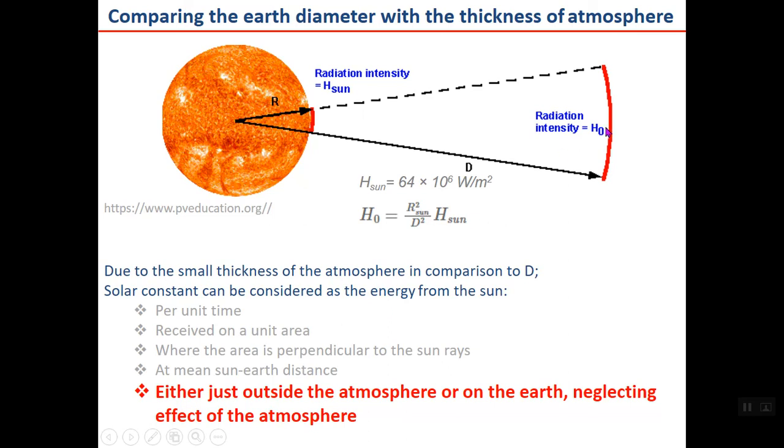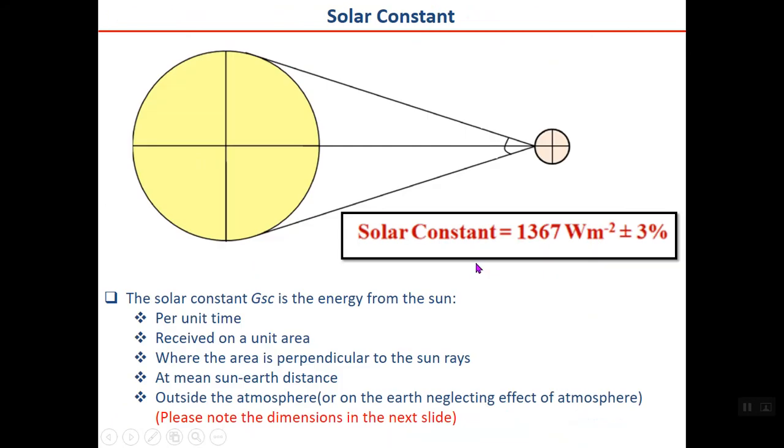This means that the solar constant, as we told here, is the energy per unit time received on a unit area. The area is perpendicular to the sun rays at the mean sun-Earth distance, and the plate or surface is installed either outside the atmosphere, or on the Earth, neglecting the effect of the atmosphere. Actually, you know that the atmospheric effect is very large on solar radiation, but for the solar constant, you can use either of these definitions.